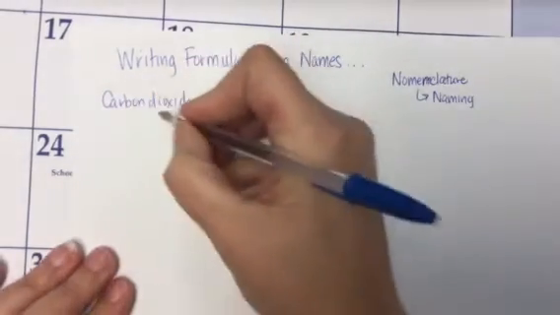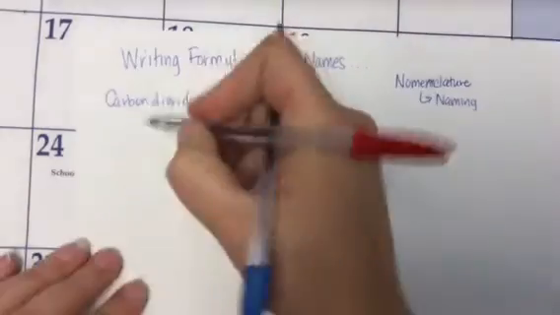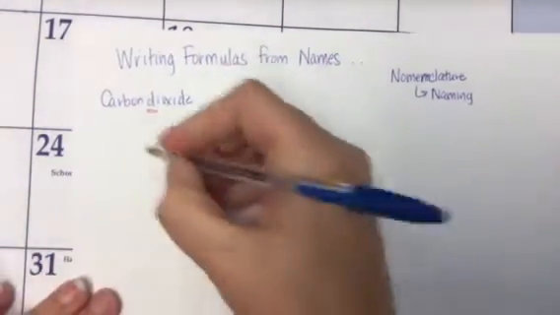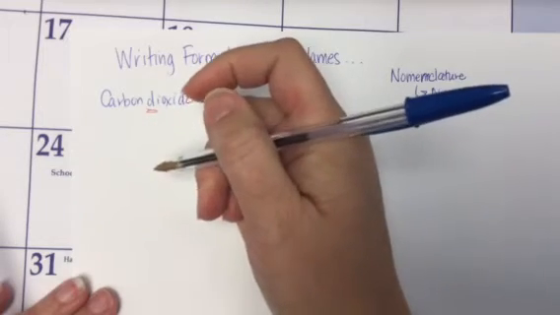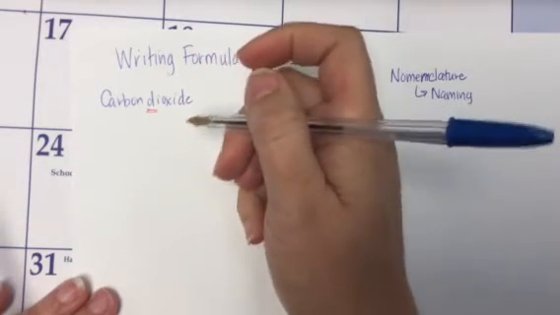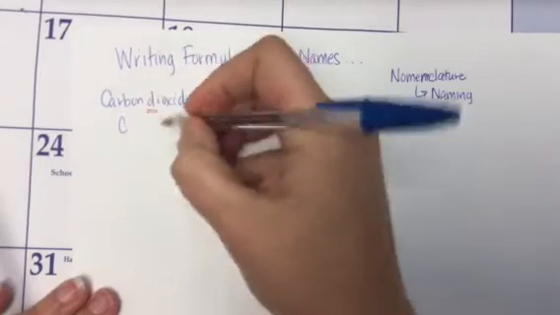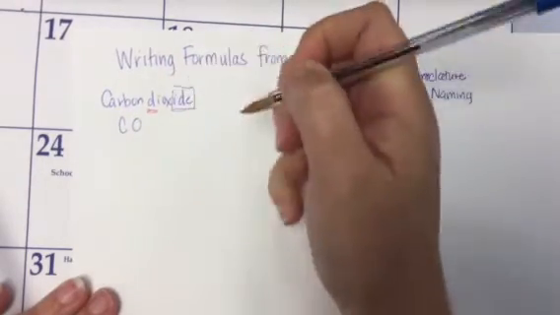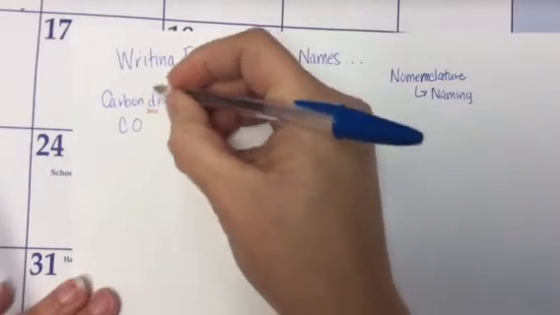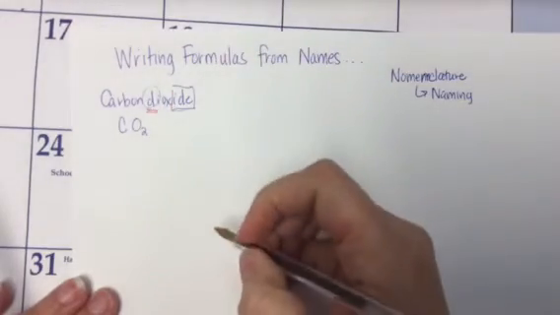So in the case of carbon dioxide, you should be recognizing that there's a prefix here, and when you have a prefix, we've used the prefix just to tell us how many of that particular substance it is. So carbon is C, and oxide is oxygen. It just has the IDE ending, and we know that there are two of them, so we put CO2.